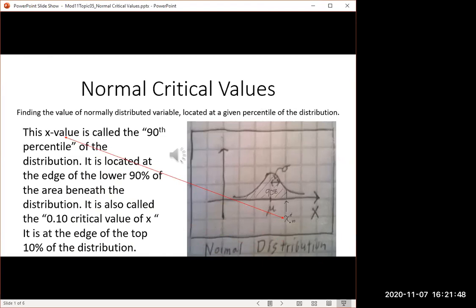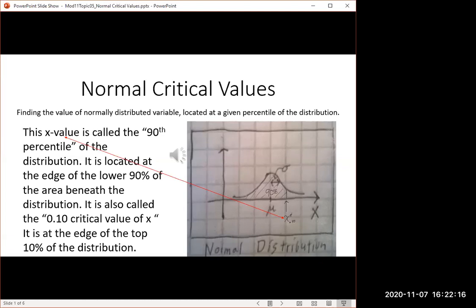And so what we'll learn in this PowerPoint is how to find a point like that, where I give you a percentage to the left of the point, and then from that percentage you figure out, okay, so what's the X value that's located there?